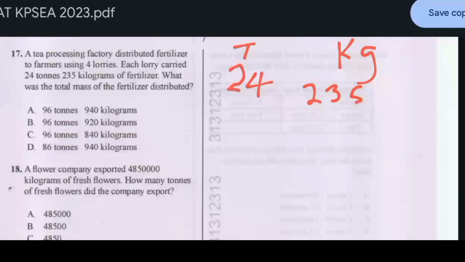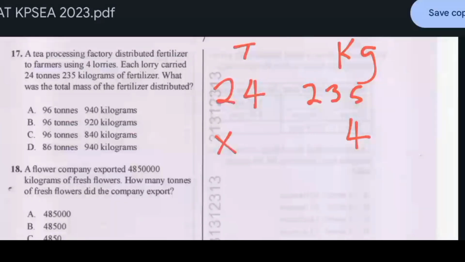So each lorry is carrying 24 tons. So this column is tons and the other side is kilograms. So we have 24 tons, 235. Let me write this one again. So 24, that is 1 lorry. So for 4 lorries, you're going to do that times 4.